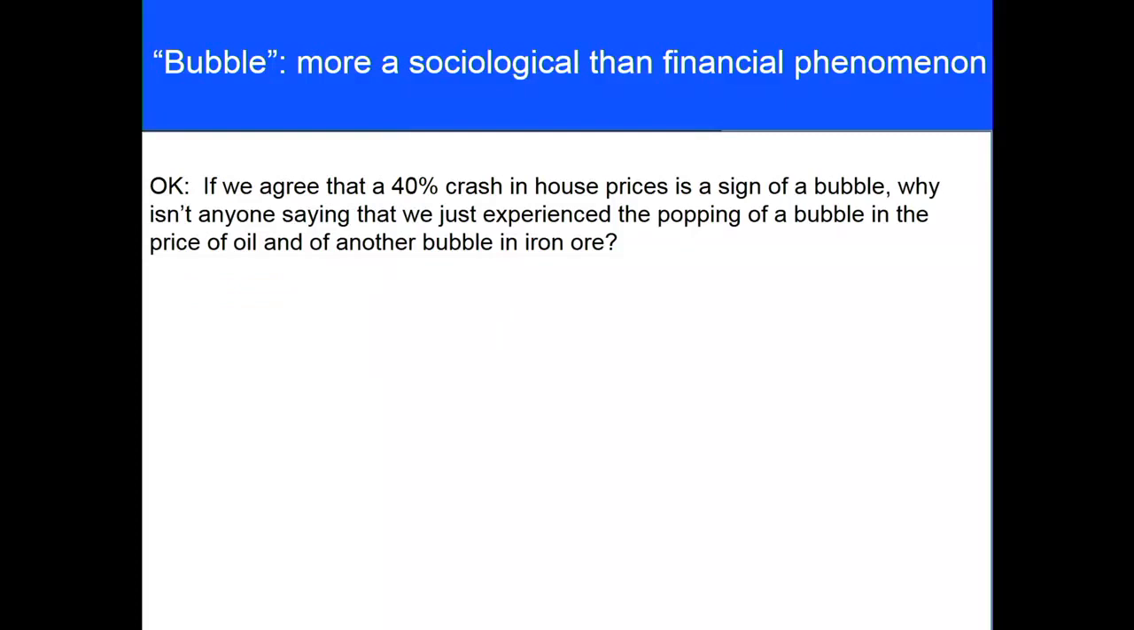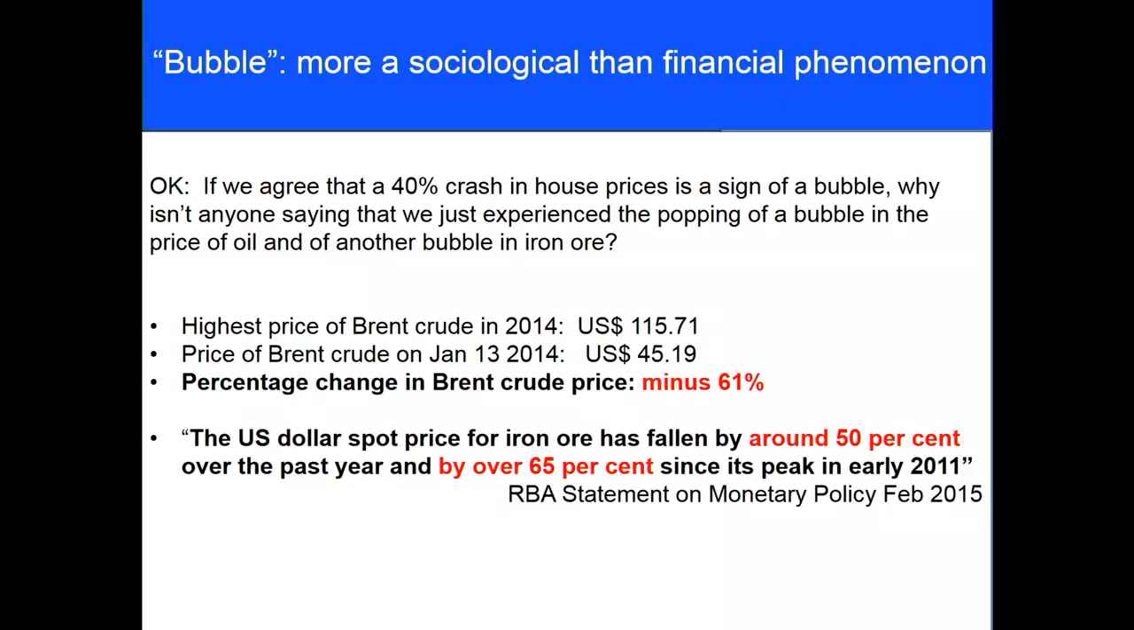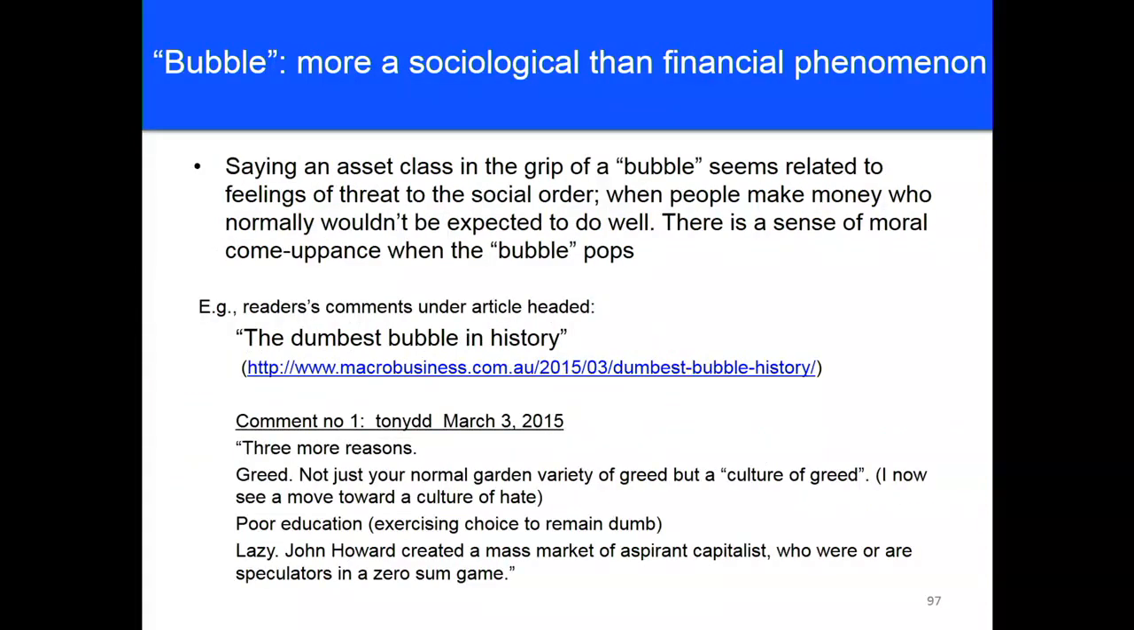People don't talk about bubbles in this market. The highest price of Brent crude in 2014 was 115. Later it was 45, a percentage change of minus 61. No one says it's a bubble. The price of iron ore has fallen by 50%. No one talks about a bubble. But you talk about a housing market, and people say, we are in a bubble.